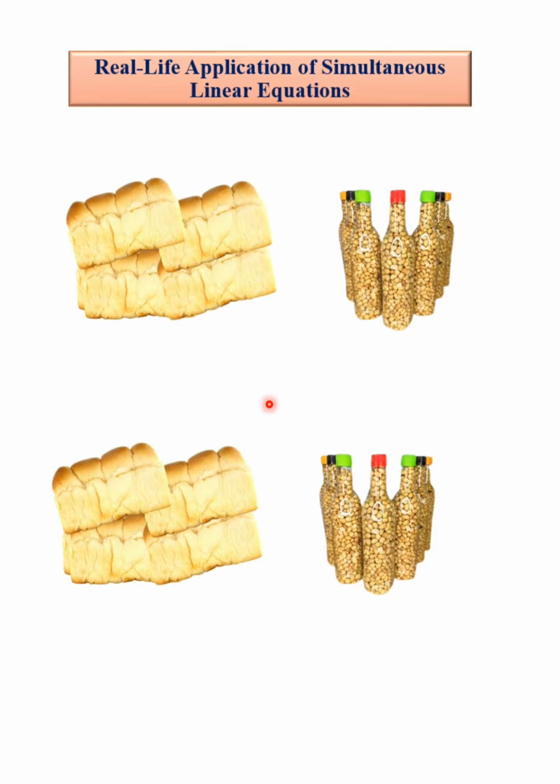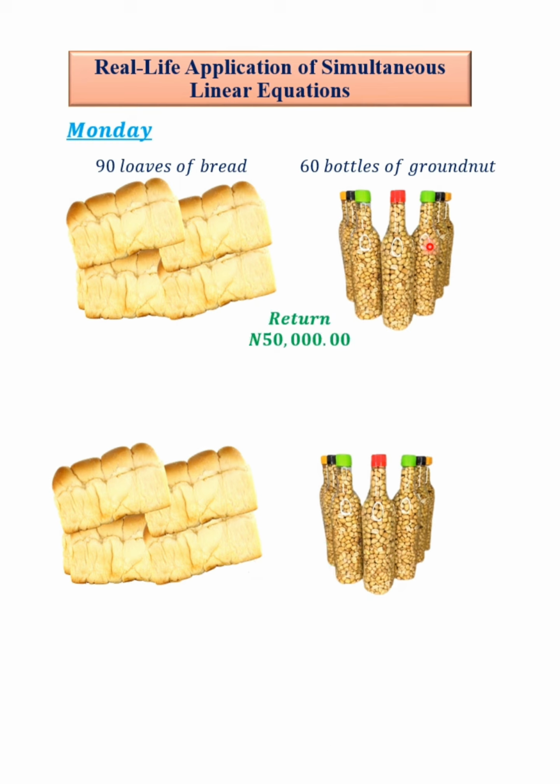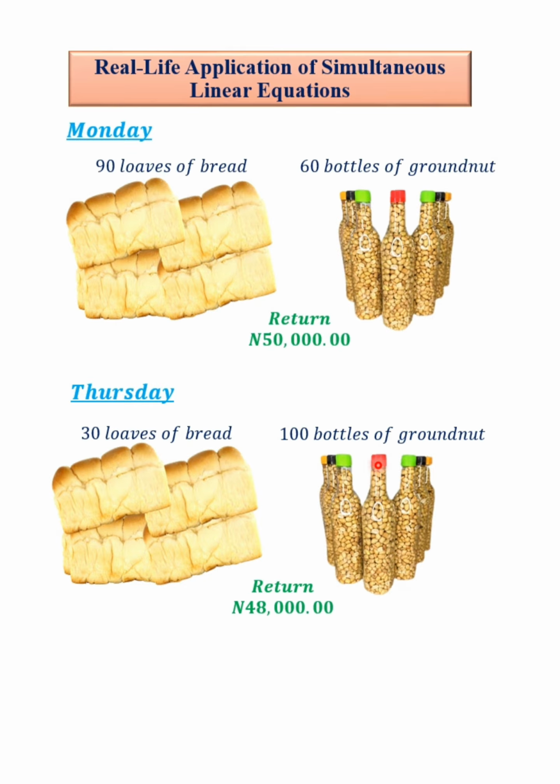Let's assume that a man owns a bread and groundnut business as the boss, and then he employs Mr. A to sell for him. On Monday, the boss called Mr. A and gave him 90 loaves of bread and 60 bottles of groundnut. He told him to sell them and return 50,000 naira. And then, on Thursday, the boss came back again with 30 loaves of bread and 100 bottles of groundnut and told Mr. A to sell them and return 48,000 naira.